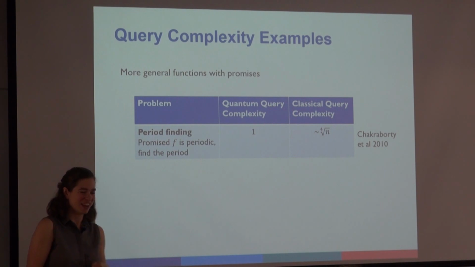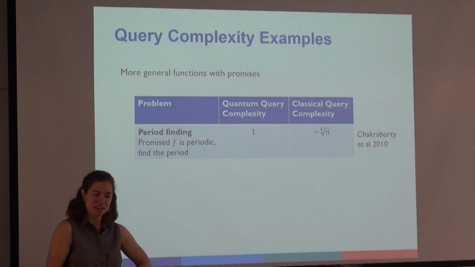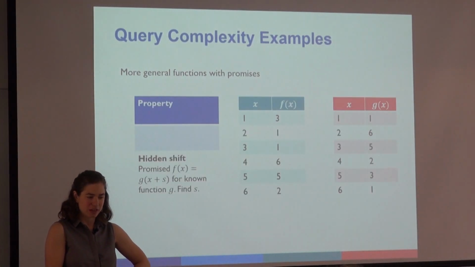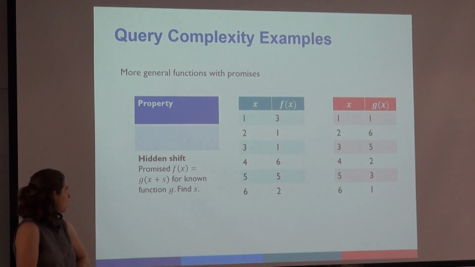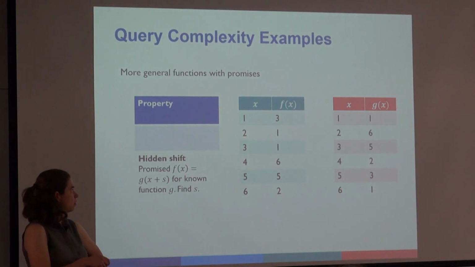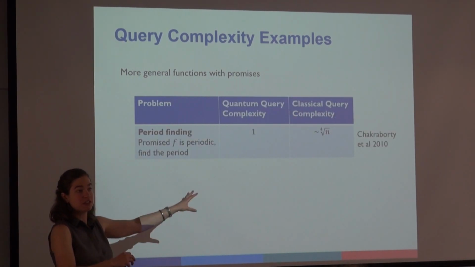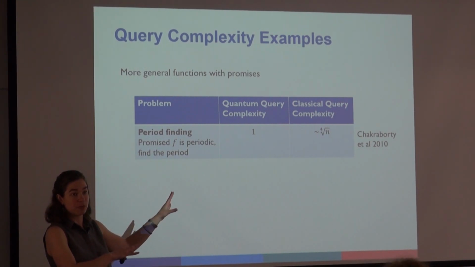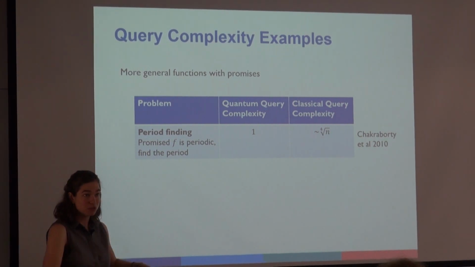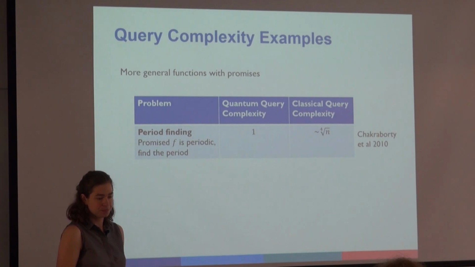Okay, and let's look at one more example where we get a big quantum speedup. This is called the hidden shift problem. And again, we can actually prove this is the best you can do classically. There's no way you can do better than this. So we can prove this is a quantum advantage.